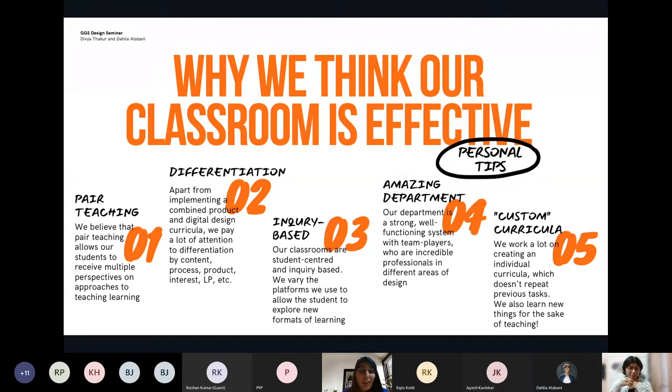Differentiation. Apart from implementing a combined product and digital design, as ma'am has already explained, we pay a lot of attention to differentiation by content, processes, product, interest, and learner profile, etc. I just want to give you a small example with the help of a project that we are doing in our MYP2, which is creating a website.